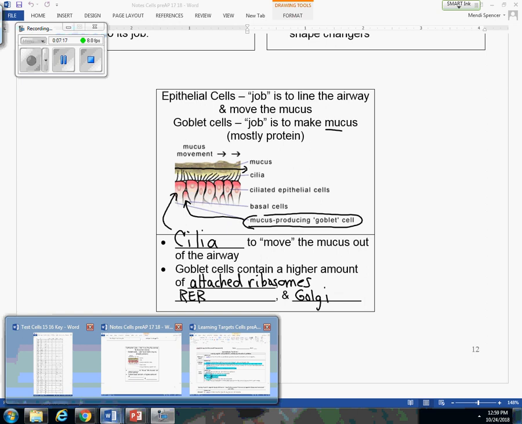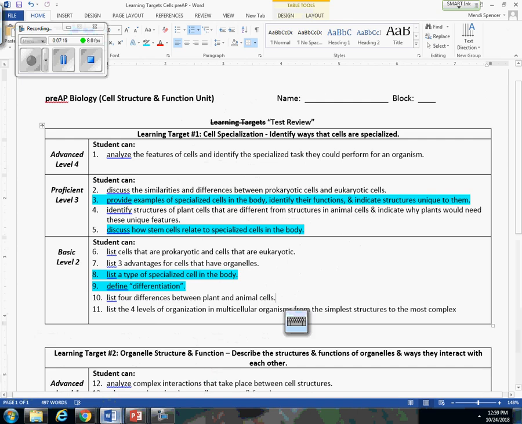So again, you should be able to provide examples of specialized cells, tell me what they do for the organism, and indicate what would be some structures that are unique to them, and how stem cells become specialized, or they differentiate into different types of cells in the body. So when I ask you to define differentiation, that simply means whenever stem cells become specialized, they become one of the types of cells needed in the body.